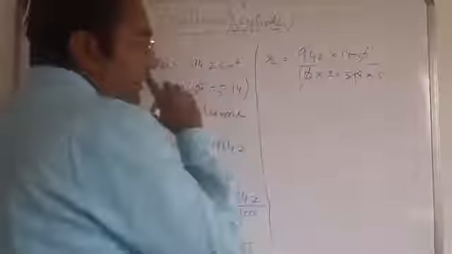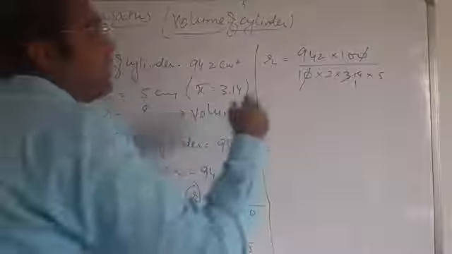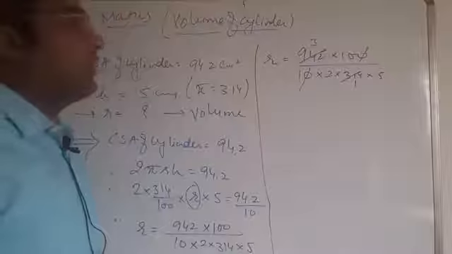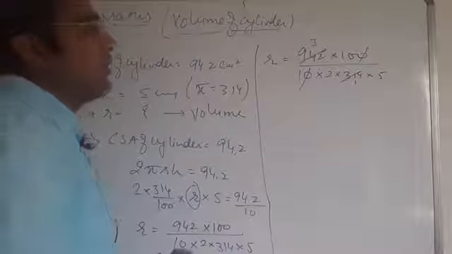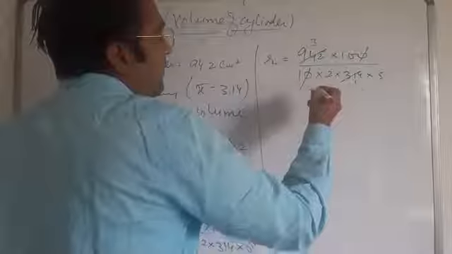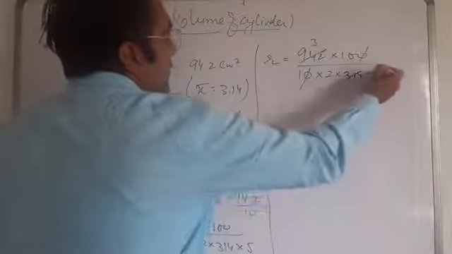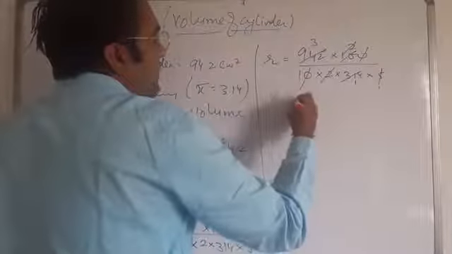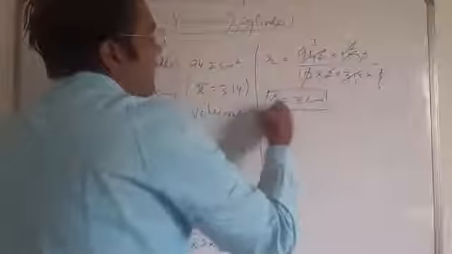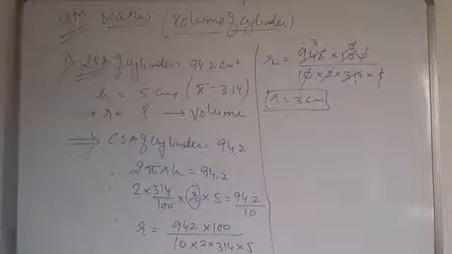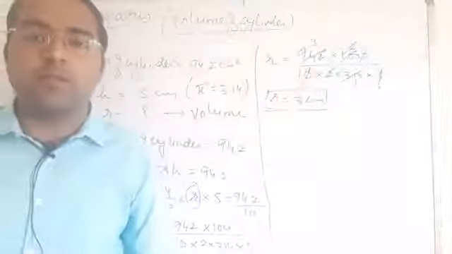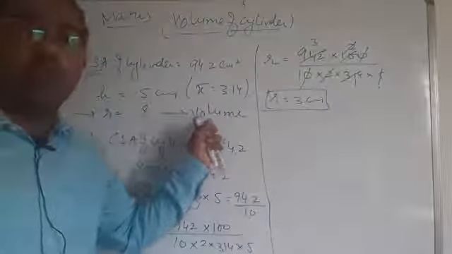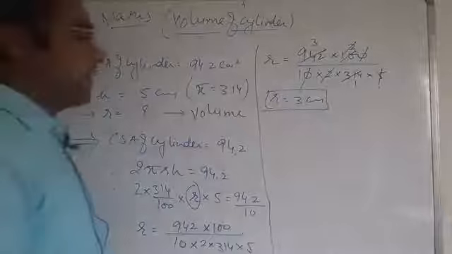314 1s are 3, 314 3s are 942. Okay, 314 3s are 942, and after that 5 1s are 5, 2 2s are cancel out. So my radius is 3 centimeter. My radius of the cylinder is 3 centimeter. Okay, clear? Now we have to move to the volume, to find the volume of the cylinder.